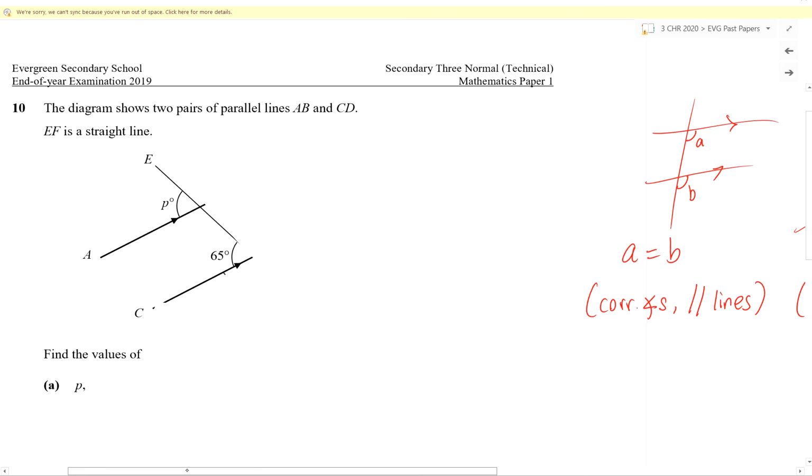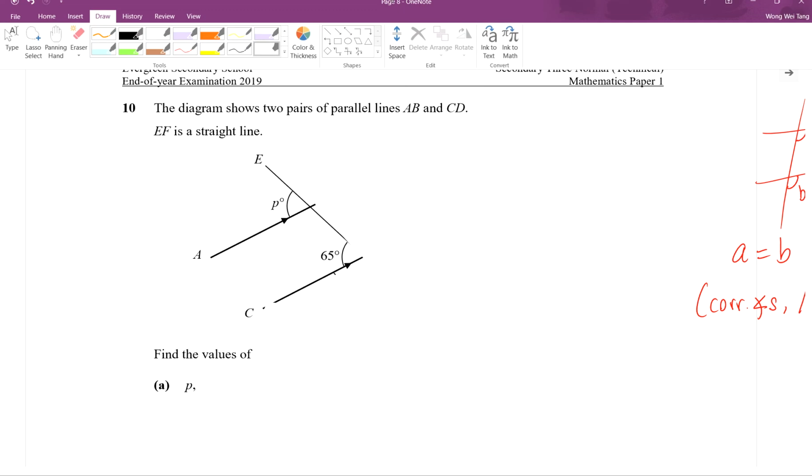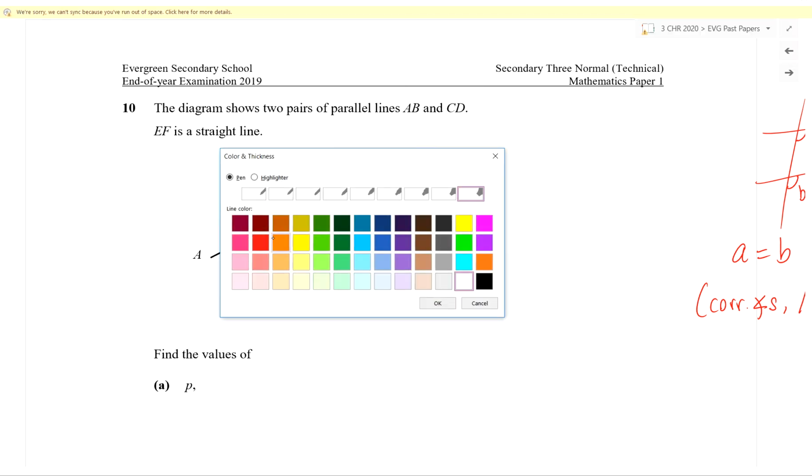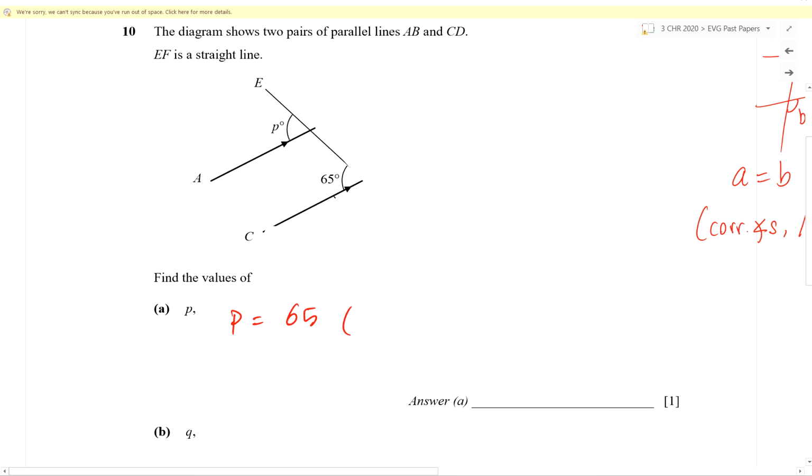So let's go back to this. Can you now tell me the value of P? What is P? 65. So P equals 65 degrees. Sorry, no degrees. P is 65. But what is the reason? They didn't ask you to write the reason, but I'll just tell you the reason. They are corresponding angles, parallel lines. So this will be 65.